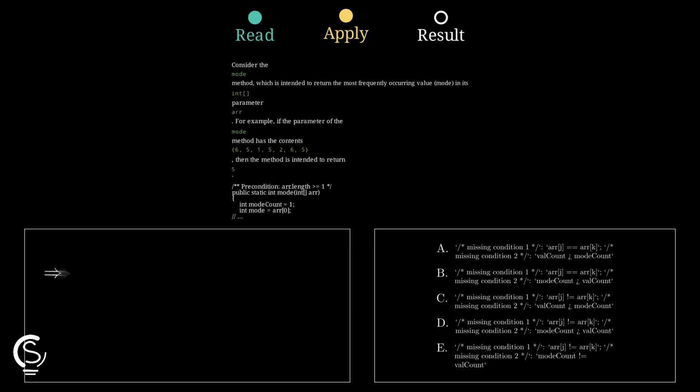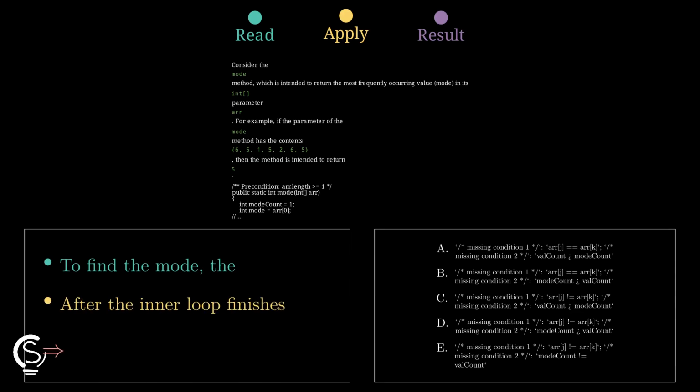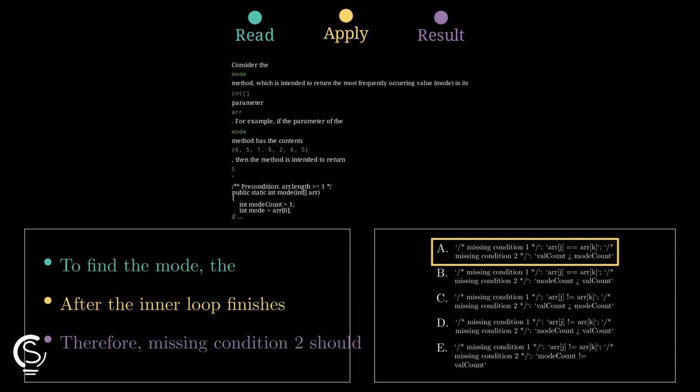After the inner loop finishes counting, we need to check if this new count is the highest seen so far. We only update our mode if val count is greater than mode count. Therefore, missing condition 2 should be val count greater than mode count. Combining these logic steps leads us directly to option A as the only correct choice.